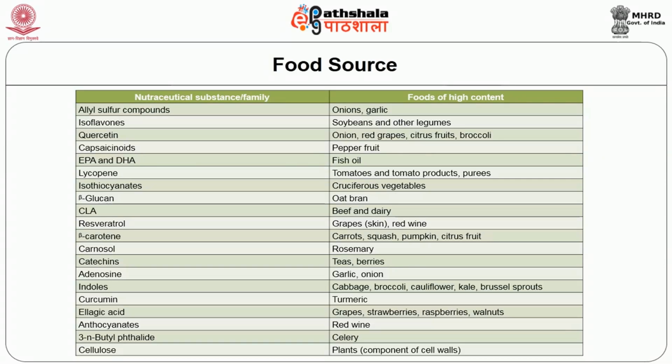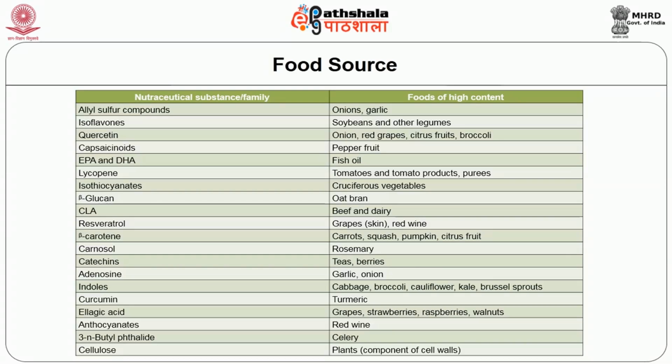Beta glucan, oat bran is a good source of beta glucan, and beef and dairy products are good source of CLA, and the skin of grapes and red wine are good source of resveratrol, and carrots, squash, pumpkin and citrus fruits are good source of which nutraceutical, can you name? Yes, it is beta carotene.